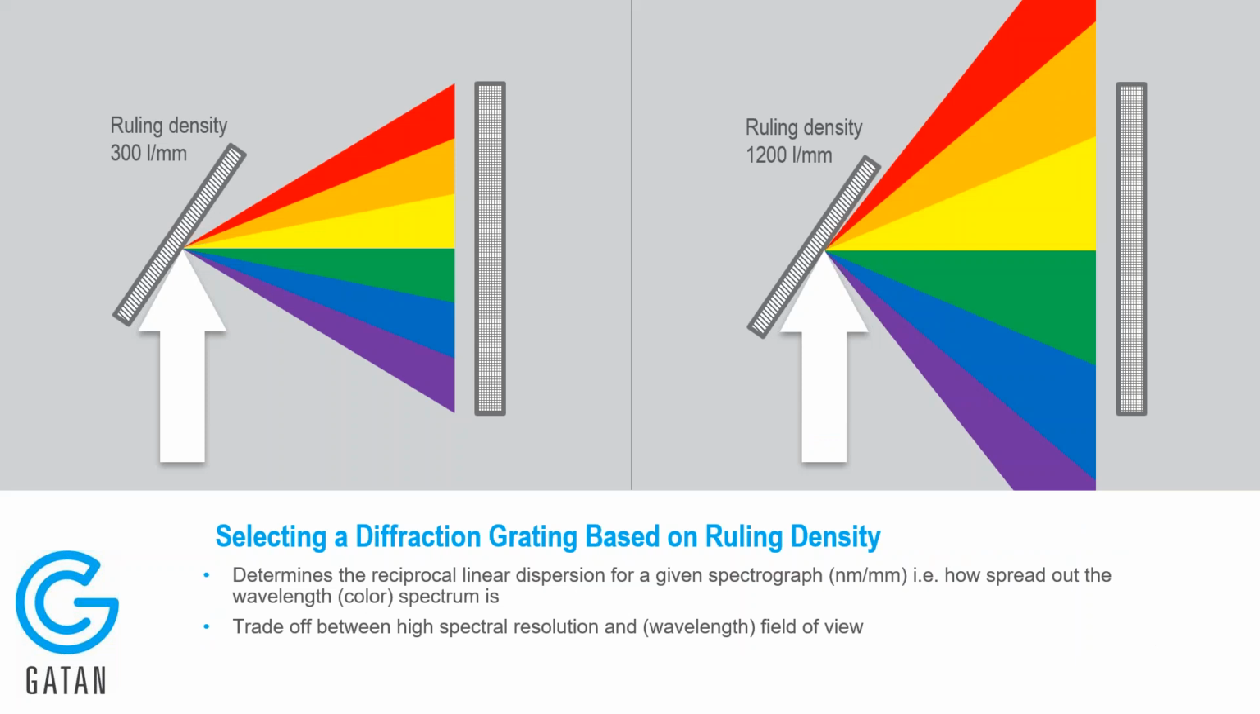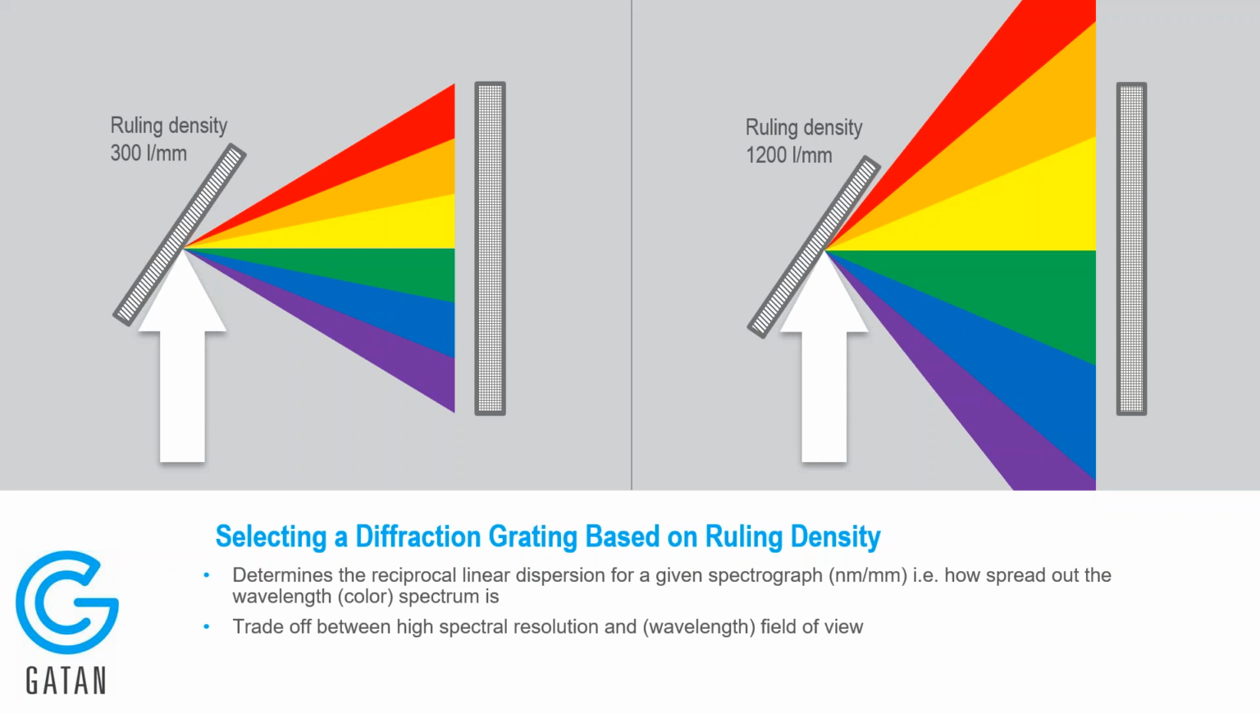The other thing that we can change as a user within the spectrograph is to select a particular diffraction grating. Many spectrometers come with a selection of 2 or more diffraction gratings, and there is a parameter of diffraction gratings called its ruling density, and the ruling density controls the dispersion, i.e. how well a particular diffraction grating separates the light into its component colors, so how far they're spread out.